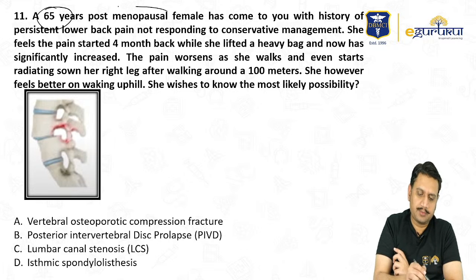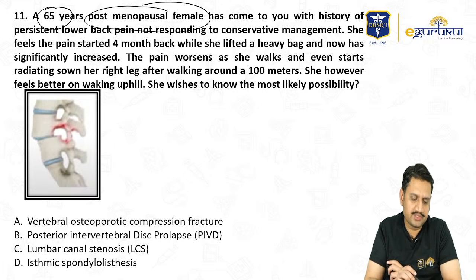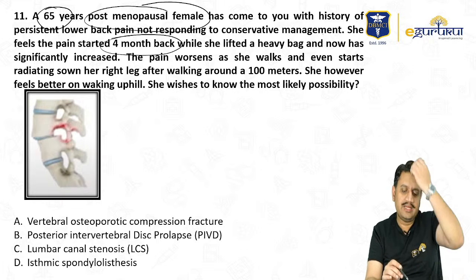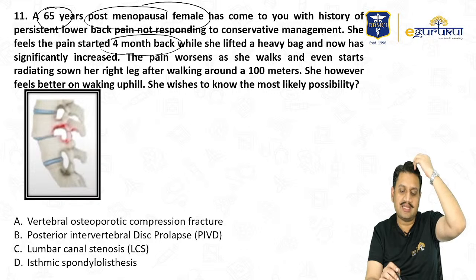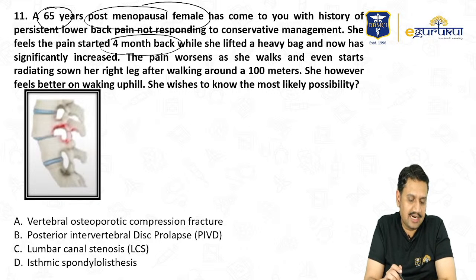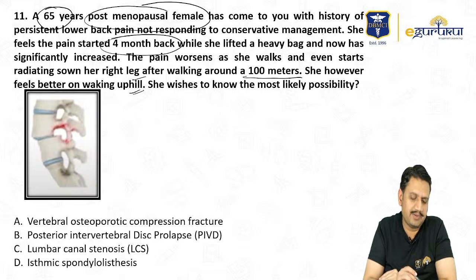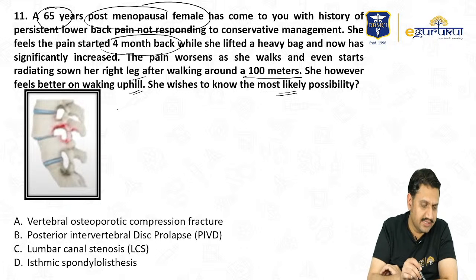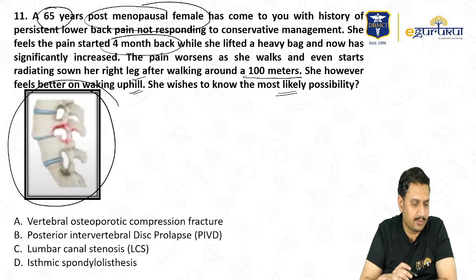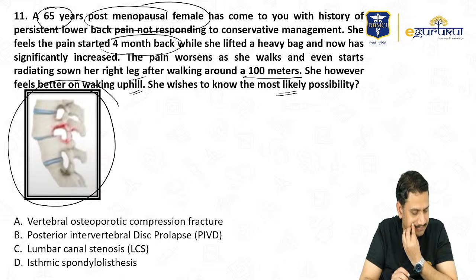A 65-year-old post-menopausal female came to you with a history of persistent lower back ache not responding to conservative management. The pain started 4 months back, so a chronic case, while she lifted a heavy bag, and now it has significantly increased. The pain worsens as she walks and radiates to the right leg after walking some 100 meters. She feels better on walking uphill. She wished to know the most likely possibility, and there was an image given somewhat like this.